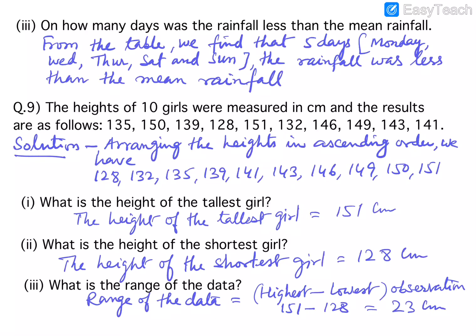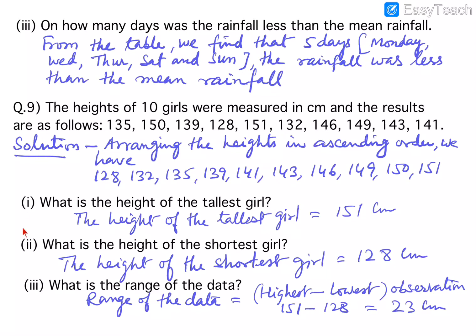Now question number 9. The heights of 10 gulls were measured in centimeter and the results are as follows. These are the heights in centimeter of 10 gulls. What is the height of the tallest gull? What is the height of the shortest gull?